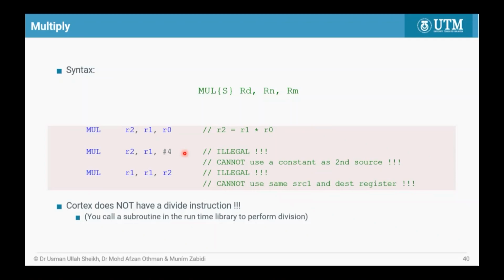What about this third instruction here, MUL R1, R1, R2? This one is illegal. Why? Because the destination and the source are coming from the same register. You cannot use the same source and destination register. This is only valid for multiply. If you use ADD or subtract, you can use this source here as your destination as well. But for multiply, cannot.